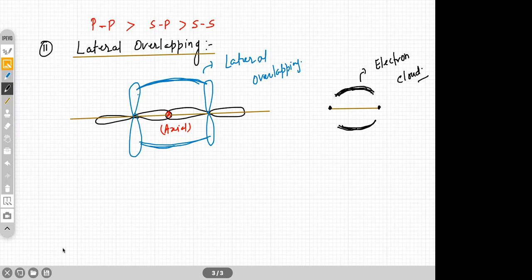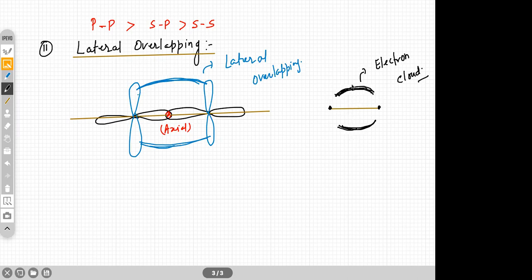See, Vaibhav, electron cloud is the electron that is present in this region, right? Overlapping, the electron is present between the two nuclei in the bonding state because of overlapping. So overlapping is a property of an orbital which contains an unpaired electron, but the electron cloud is the density of electron over here in this region, right? Understood? Yes, Pranav, tell me.